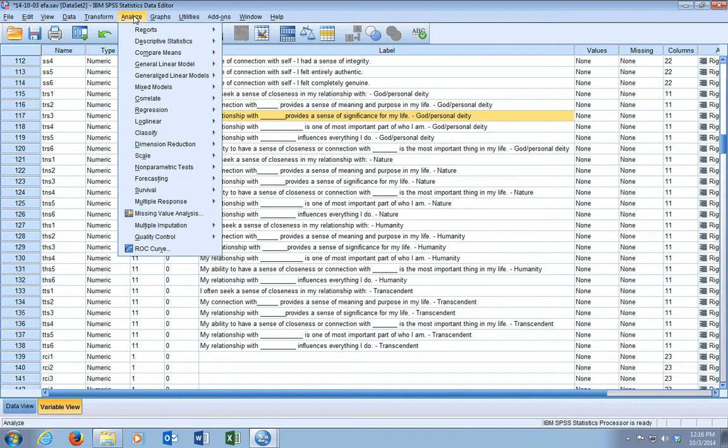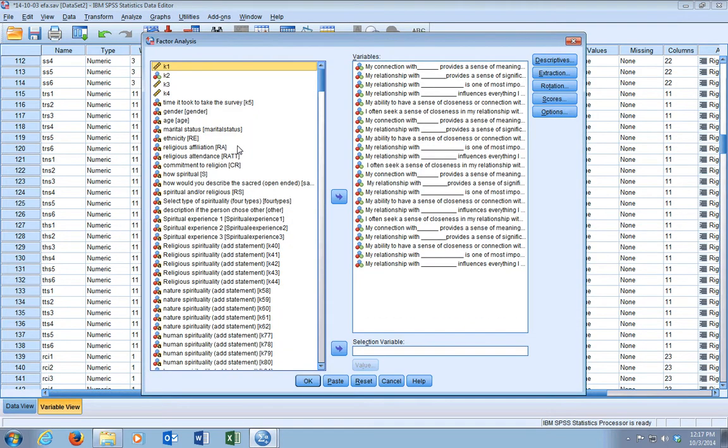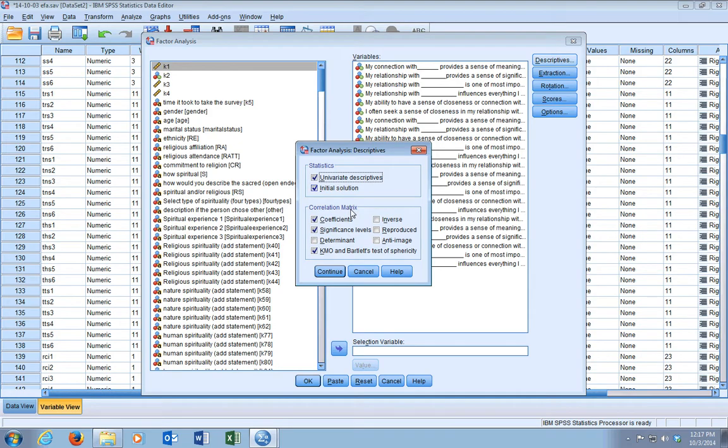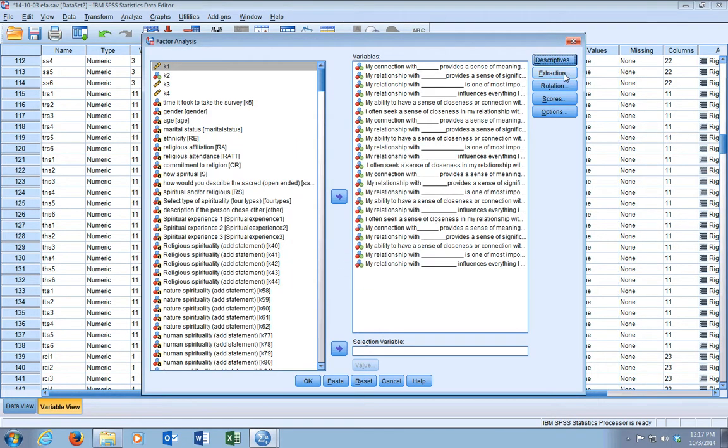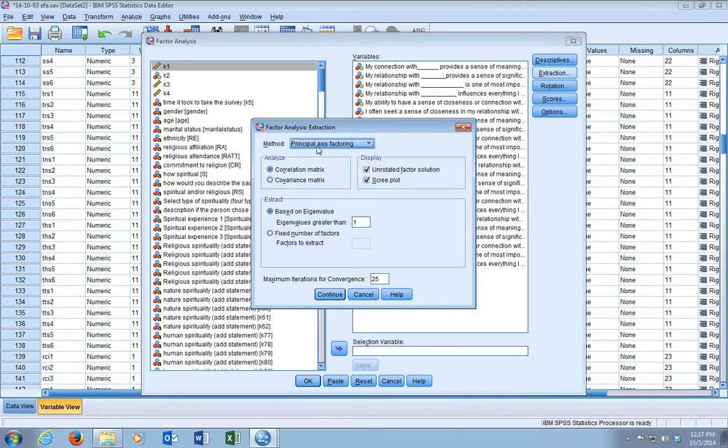So what you do is you go to data reduction, factor, and I already selected the items and pulled them over here, the ones that we want. Under descriptives, check these things. Under extraction, I usually use principal axis factoring in SPSS. And then ask for the scree plot.